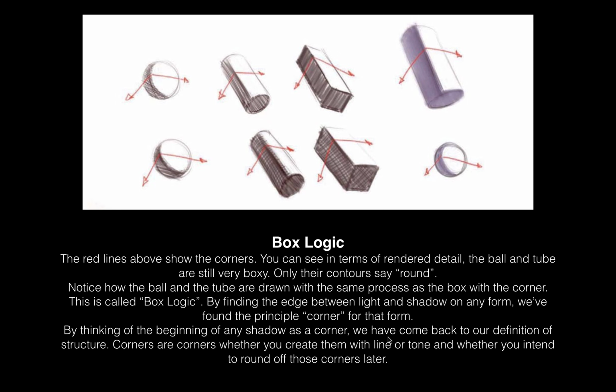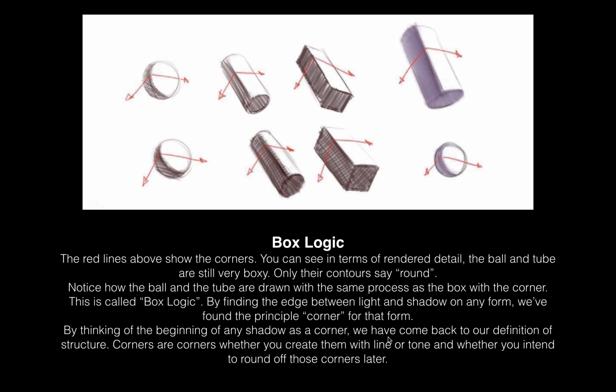Alright, the next idea here, which continues off this idea of what a shadow is and how we can use it, is this idea of box logic. So up in the drawing up here, just so we're clear, the red lines are showing the corners. So you can see in terms of the render detail, the ball and the tube are still very boxy, right? Only their contours say round, right? So if you're looking at the differences between these different things and just looking at the highlight and the shadow, they look very similar, right?